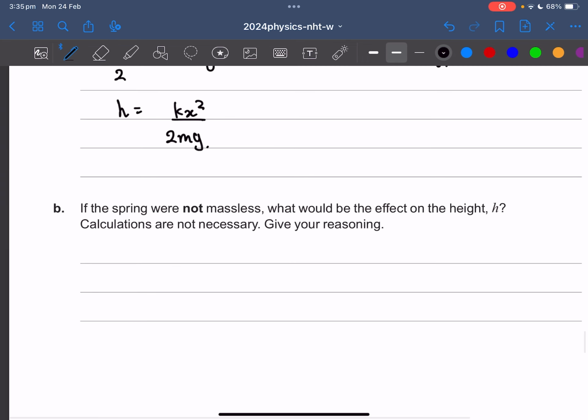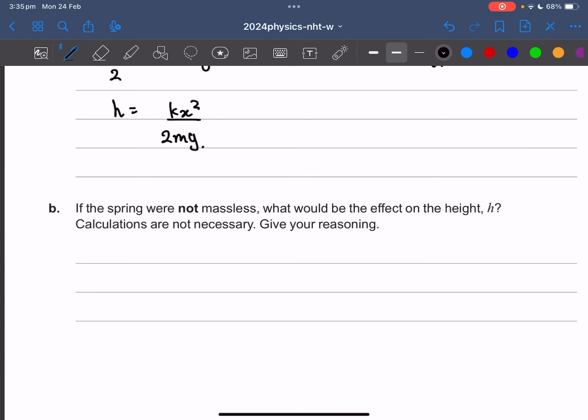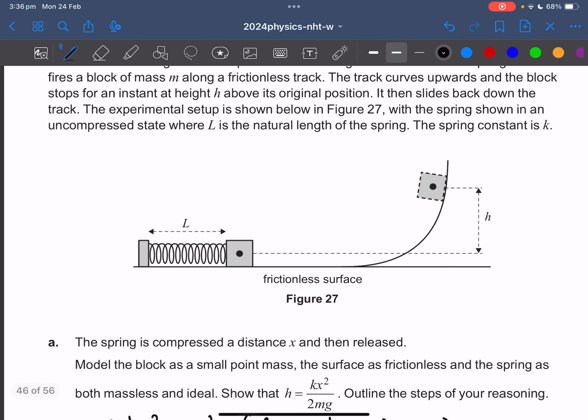If the spring were not massless, what would be the effect on the height h? Calculations are not necessary. Give your reasoning. Well, the height h would be reduced, because now the spring itself needs to be accelerated. If the spring has a mass, then the force has to first accelerate the spring and then accelerate the block as well. So rather than just accelerating the block, now we are accelerating the spring as well. So there will be some energy lost to that.